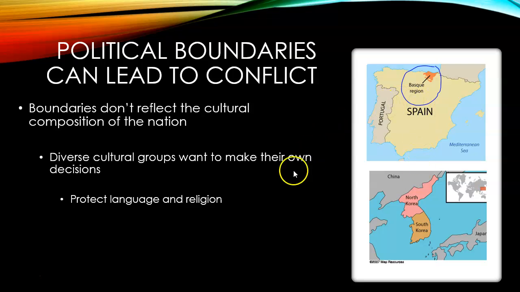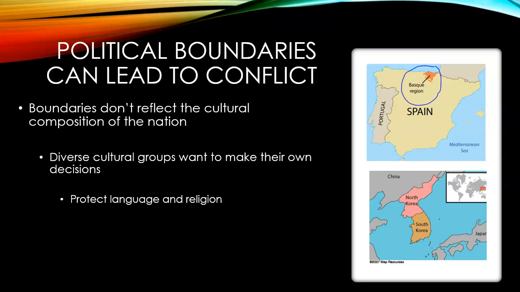And the lesson goes into two different areas mainly. The first one is the Basque region in Spain. The people in the Basque region of Spain speak a different language than the rest of Spain. They have a different type of culture. They have different traditions, not necessarily holidays that they celebrate, but it's very different from the rest of Spain.